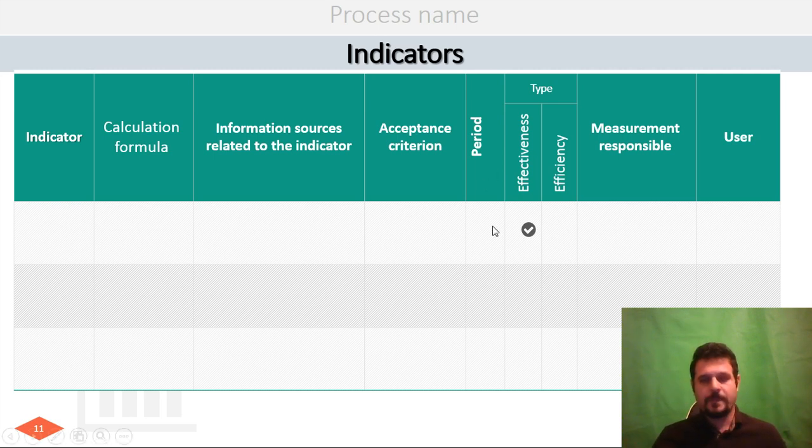Period of time: as mentioned in our previous session, we talk about the period. It is the time that we want to measure this indicator, weekly, monthly, yearly, I don't know, it's related to your processes and how repetitive they are. The type of this KPI is related to efficiency or effectiveness. Are we measuring resource or result? Who should be or must be measured.